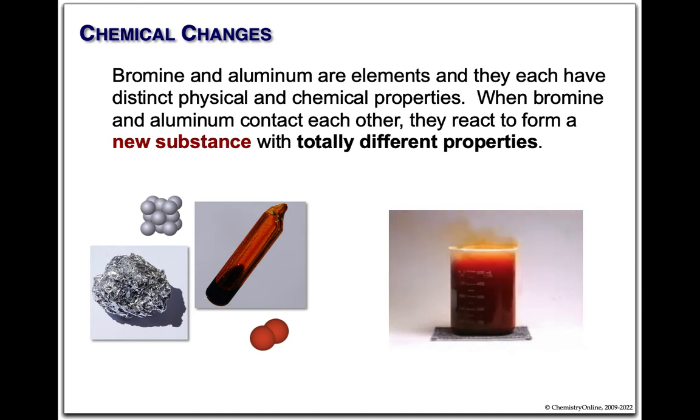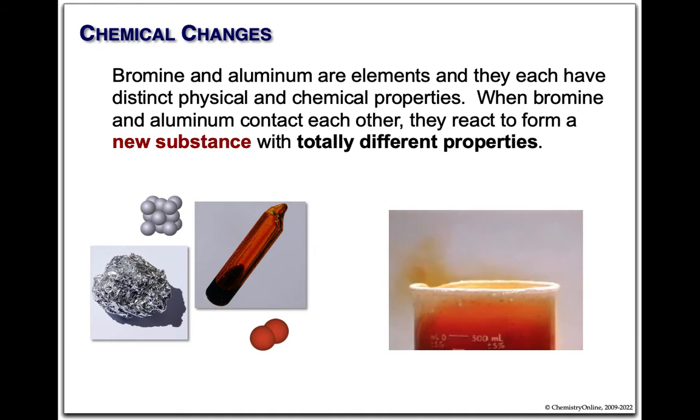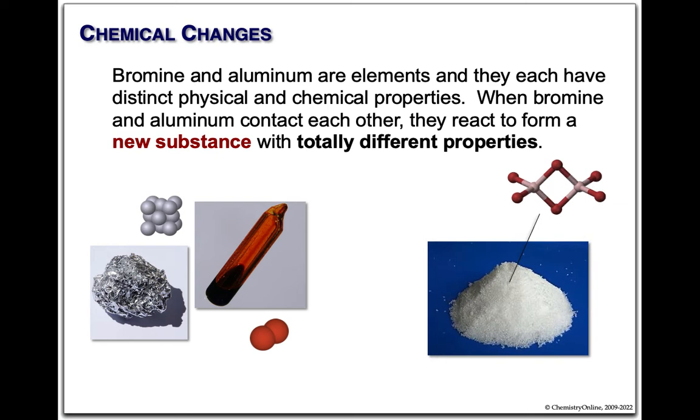But when it's all done, you look, and around the edge of our beaker here, by gosh, we have a new substance. This is aluminum bromide. It looks something like this. This is a chemical reaction. We'll talk a lot about chemical reactions in Chapter 5.